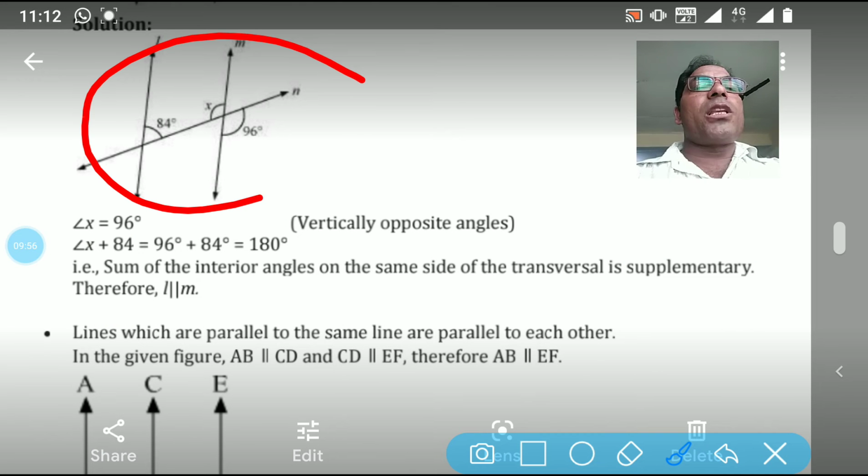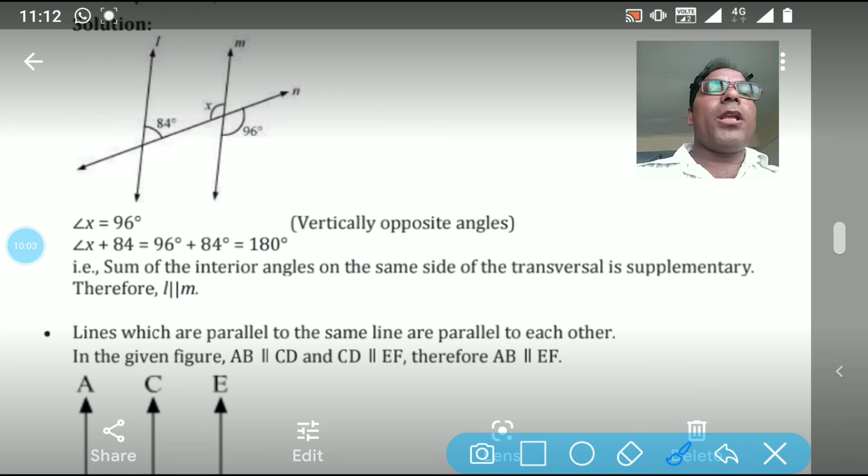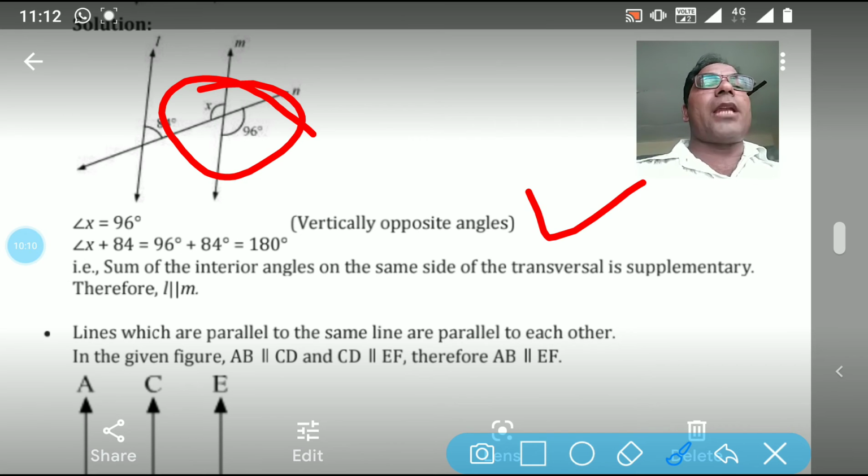Here this diagram is given and it is given L parallel M. Lines are parallel and one line is a transversal. Some angles are given in this diagram. We have to find out the value of x. So x will equal 96 degrees, that is a vertically opposite angle.